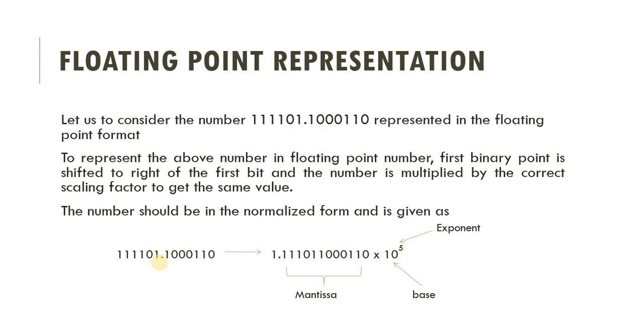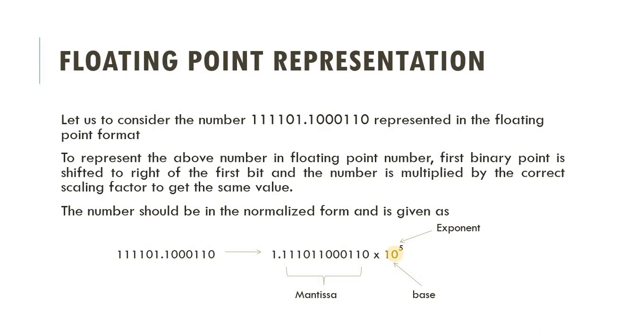So here 1 point and then this whole number, that is called the mantissa. Here 10 is the base and 5 is the exponent. So here the number is same, but we'll represent this number in a different format, and this format is called the floating point representation of number. So that is why this number is called the floating point number.